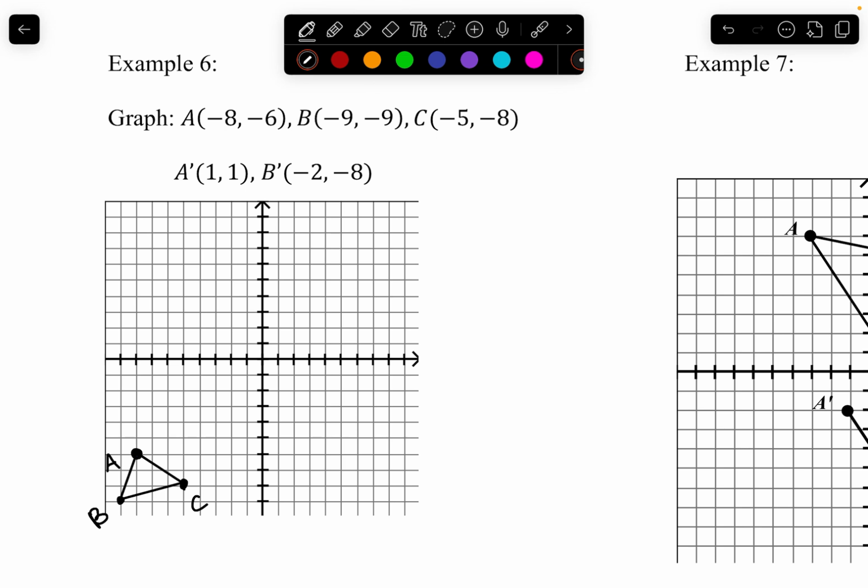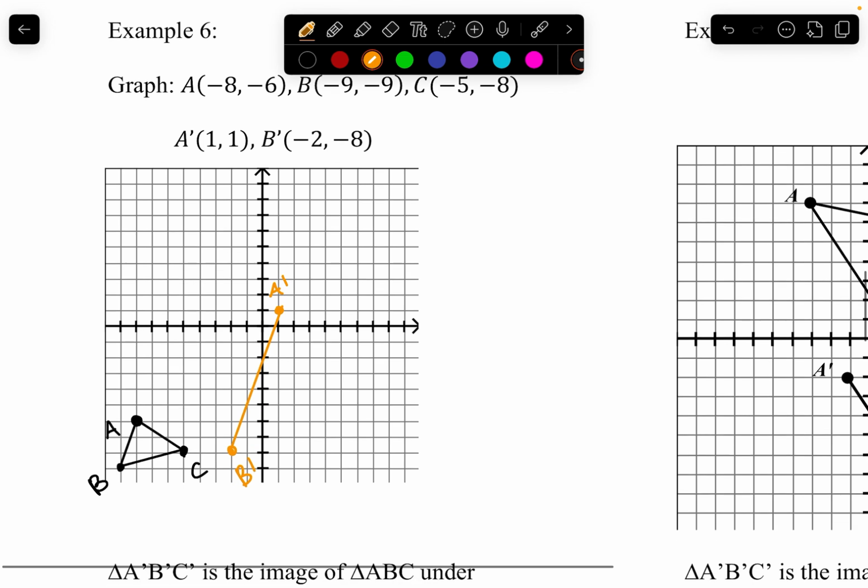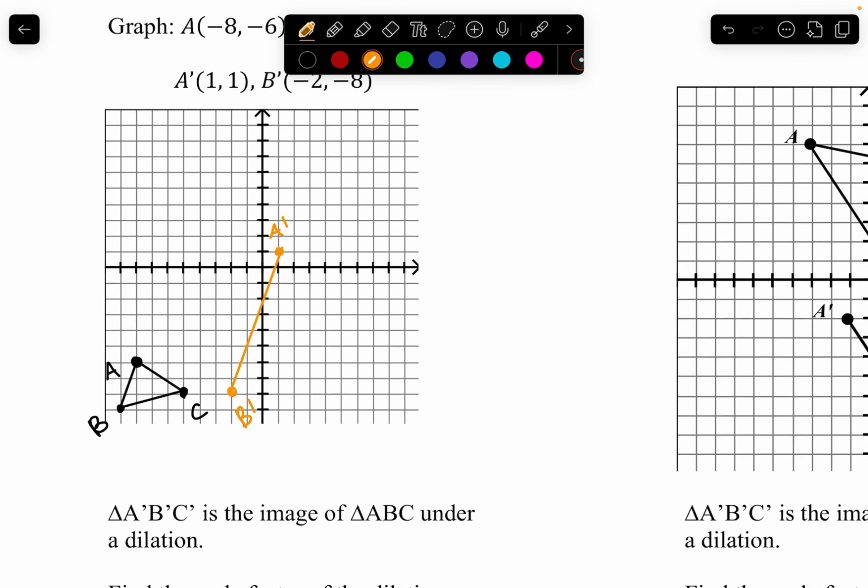Okay, now I know that A prime is at 1, 1. So here's my A prime. And then B prime is at -2. 1, 2, 3, 4, 5, 6, 7, 8. Ooh, B prime. So here's what I have. Okay, notice that your new image is going to be significantly larger than your pre-image.